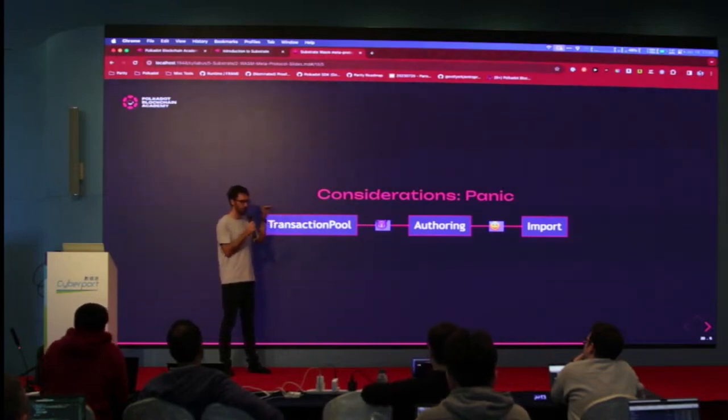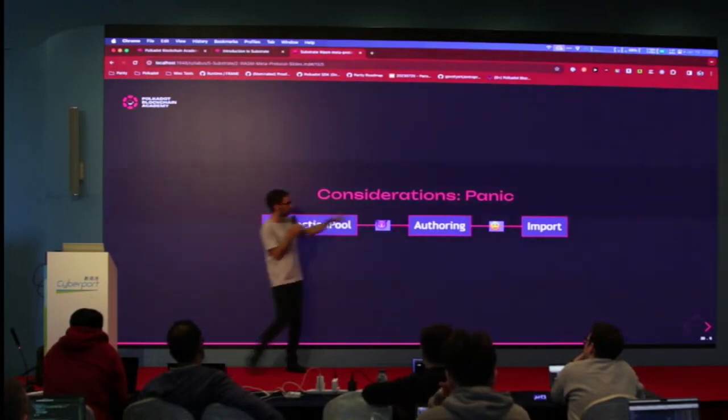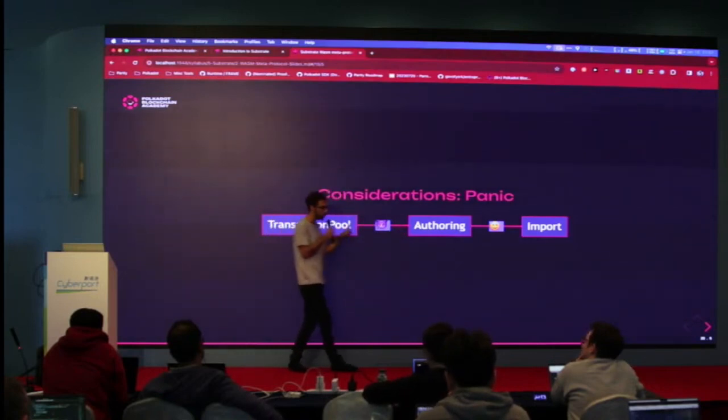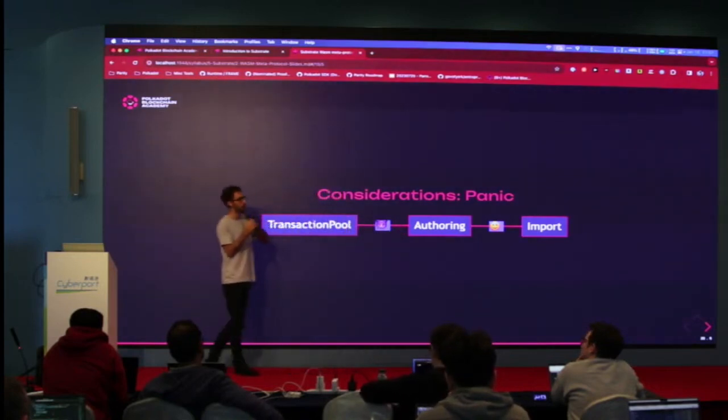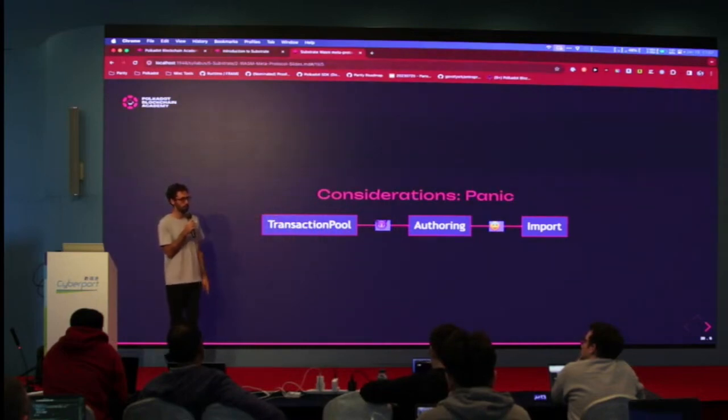But even the fee payment, the transaction pool verifies now that my transaction can pay for its fee. In 5 minutes, I may have already drained my account from another transaction, so my fee payment has become invalidated. So this is why the authoring phase must repeat the check that I can pay for my fee. And if I can't pay my fee while authoring, then my transaction is like, nope, sorry.